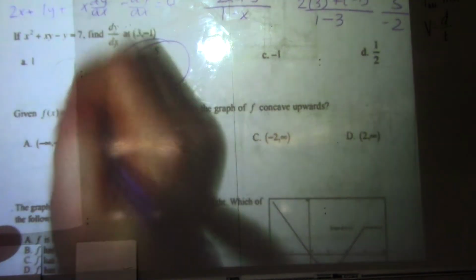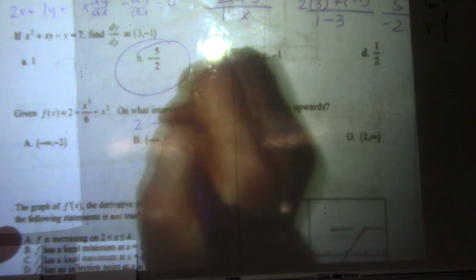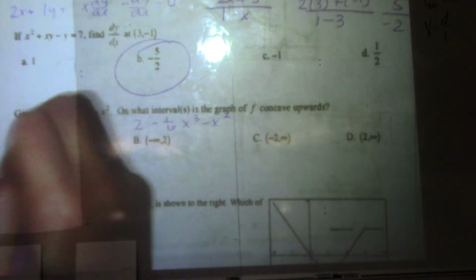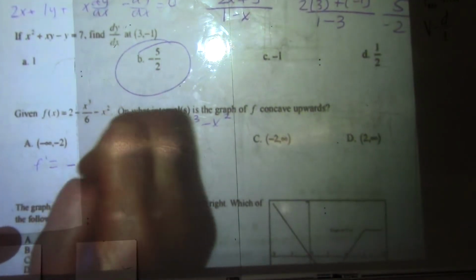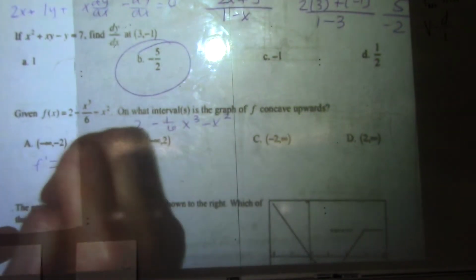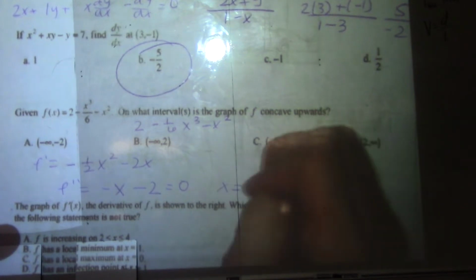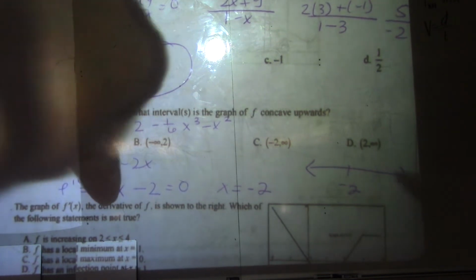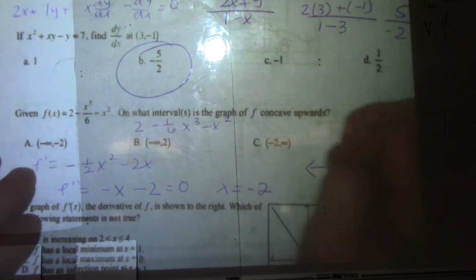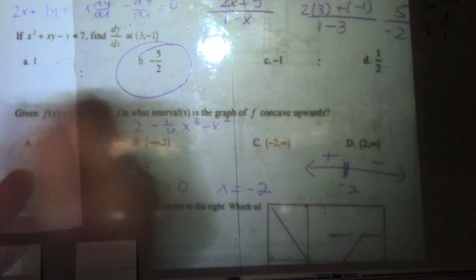Concave up, so first I need to find f prime. A lot of you got tripped up by this, so I'm going to rewrite it. It's just 1/6 x cubed minus x squared. So then f prime, this one goes away. That's going to be negative 1/2 x squared minus 2x. F double prime is going to be negative x minus 2. Make this 0. That gives me x is negative 2. So then make your number line, negative 2. If I plug in 0, this is negative. 0 is over here. This is positive. So it's concave upwards from negative infinity to negative 2.